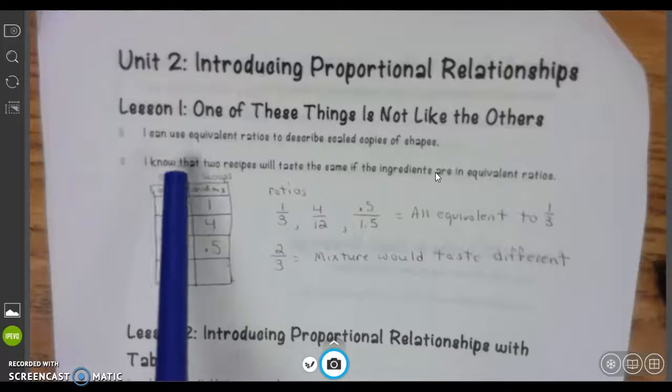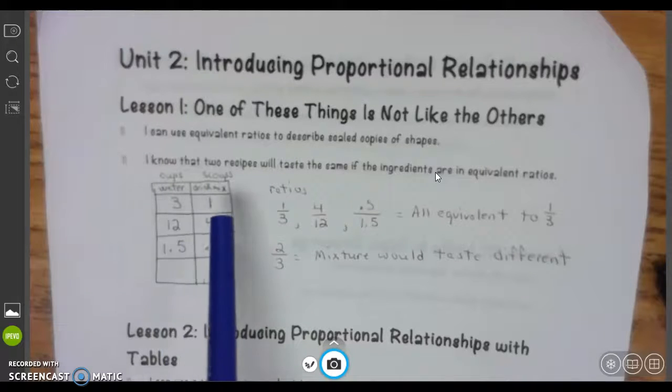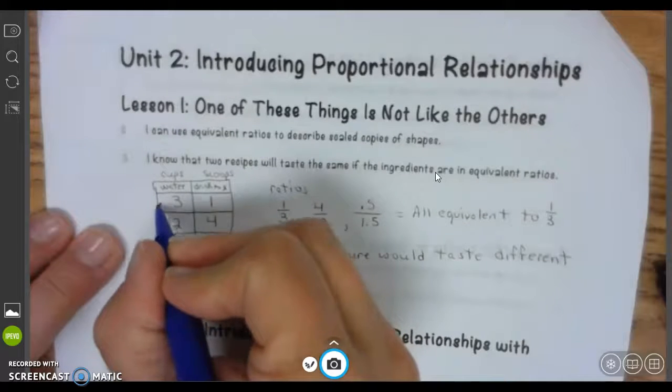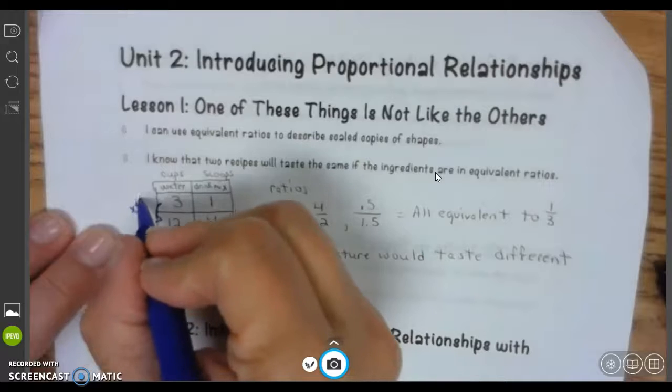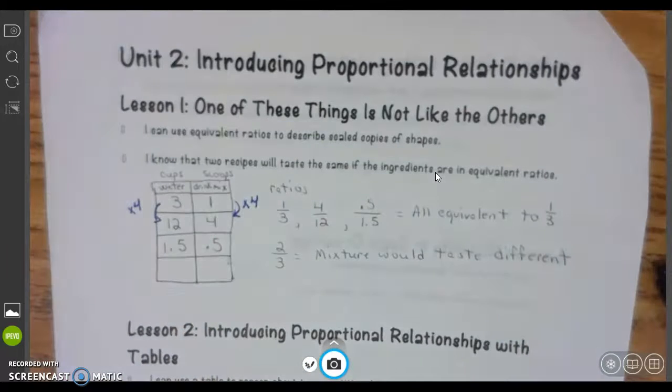So here's an example. If you have cups of water and scoops of drink mix. If I have 3 cups of water per 1 scoop, then for 12 cups, how would I know? Well, how do you go from 3 to 12? We're multiplying by 4. So I'd multiply by 4, and that would give me 4 scoops of drink mix. So 1/3, 4/12, 1/2 over 1 1/2. Those are all equivalent to 1/3.